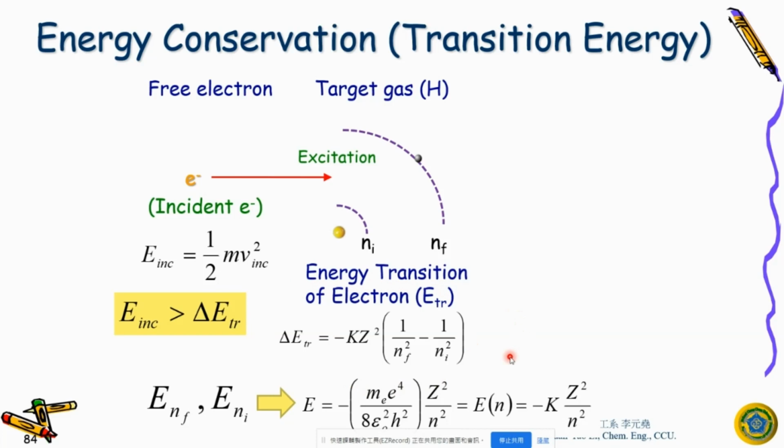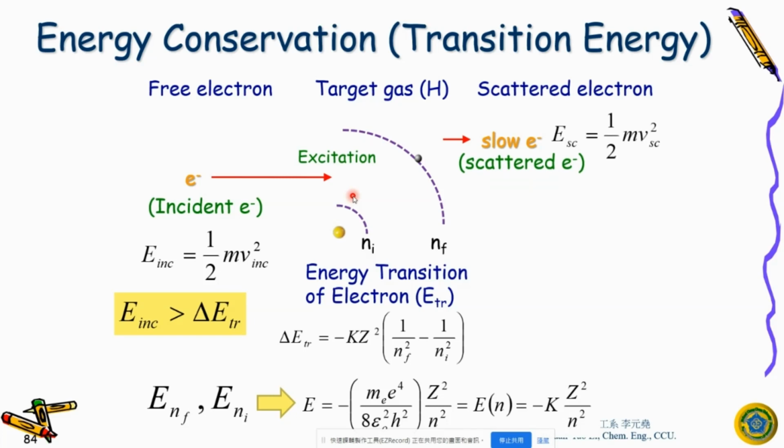No problem, right? Okay, and then we have a scattered electron, which comes from the primary electron. This is called the primary electron. The primary electron becomes slower because energy is transferred to this atom, right? So this is called the scattered electron. We understand the energy of the electron will be like this, and the speed is slower than the initial speed.